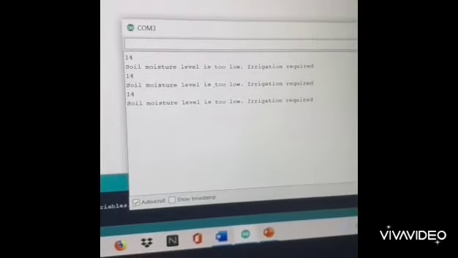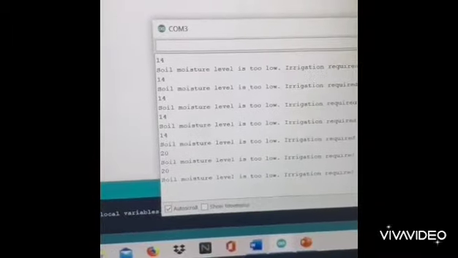Hi, so this is the physical circuit for the soil moisture subsystem. As you can see right now, the soil moisture is at 14%. It's in a dry area. So this means water is required for the soil. So when I put the battery in, the pump will go. Let's see. So that's going, because it's a low level.